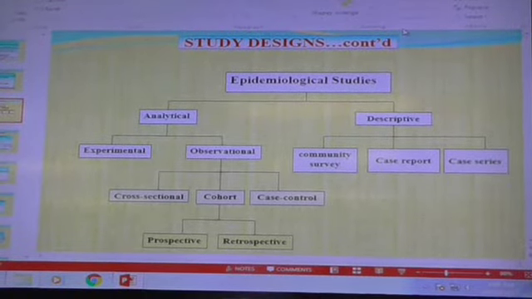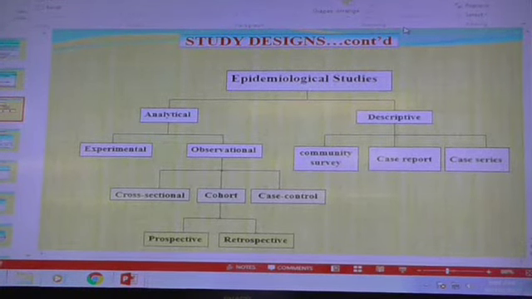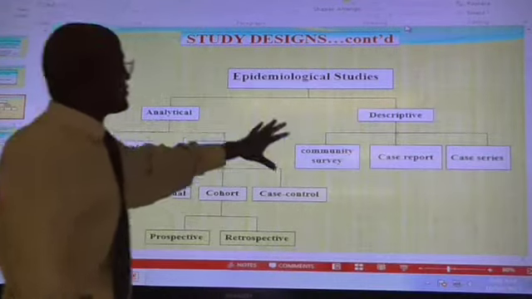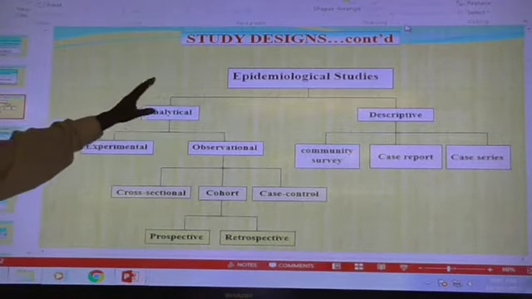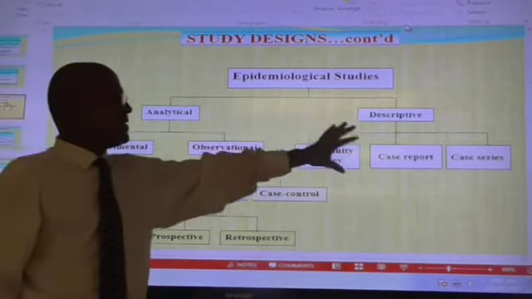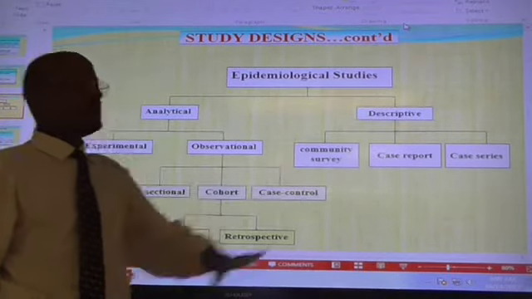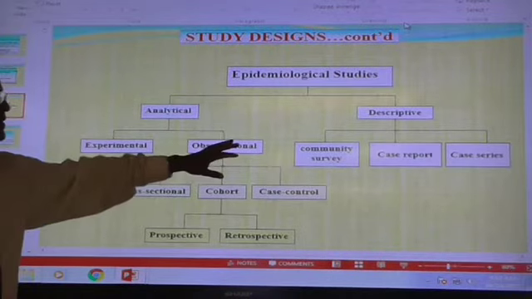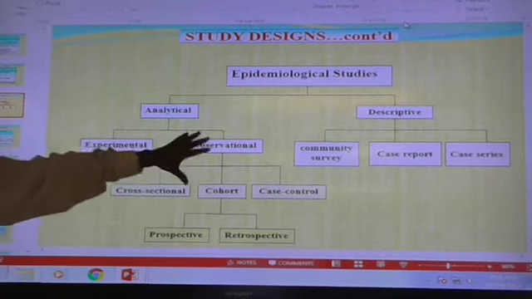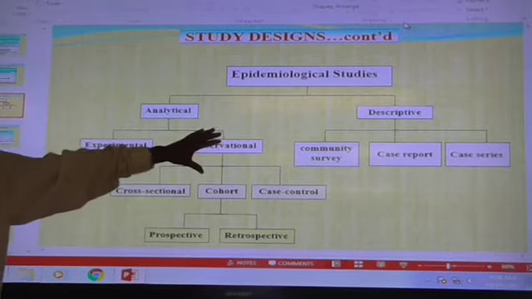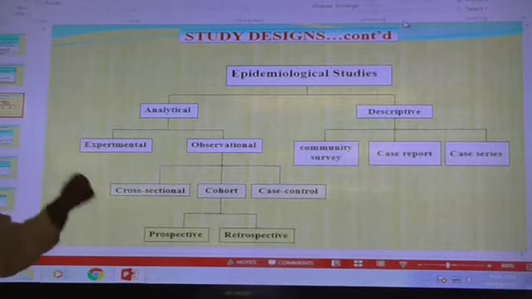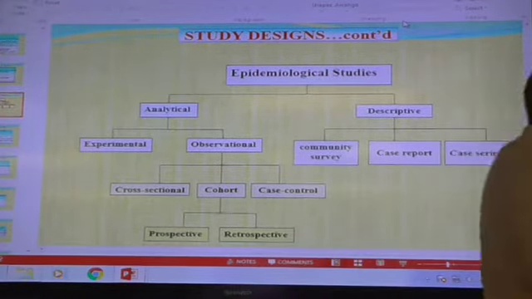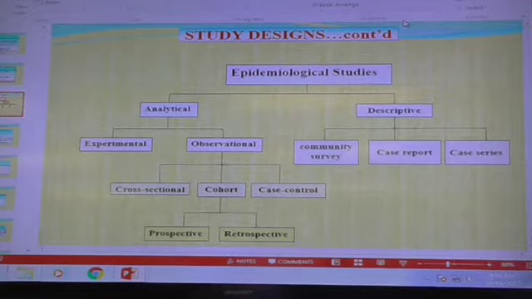We talked about this slide the other day, that basically you have two groups of studies, descriptive and analytical. Descriptive, I think we talked about in detail the other day. Now, we also started looking at observational, and the observational studies, which are really the key, represented the analytical studies. We talked about three different study designs: cross-sectional, cohort, and the case control.